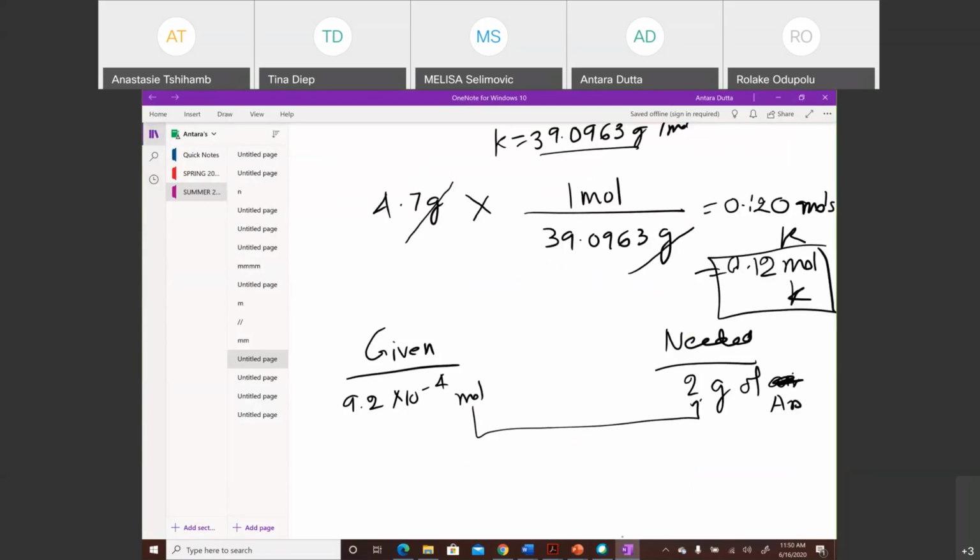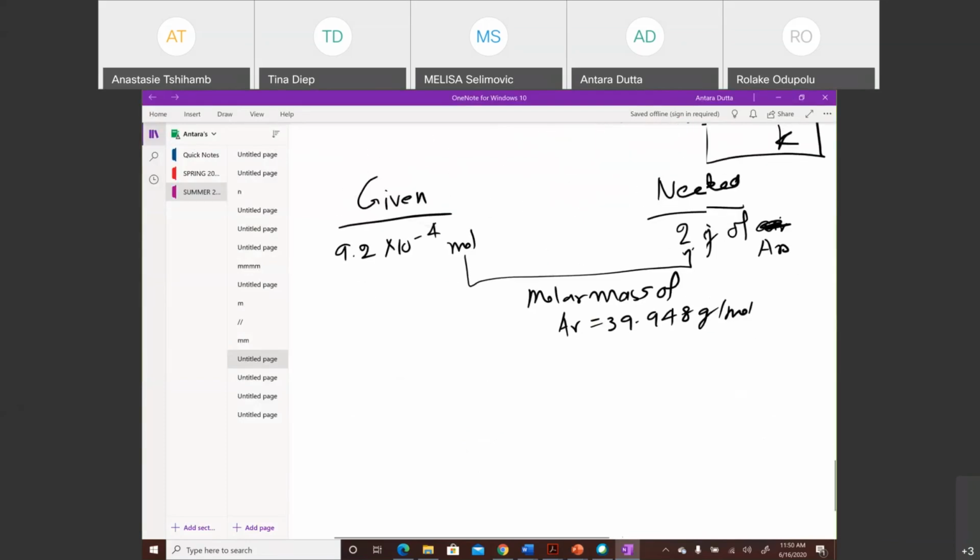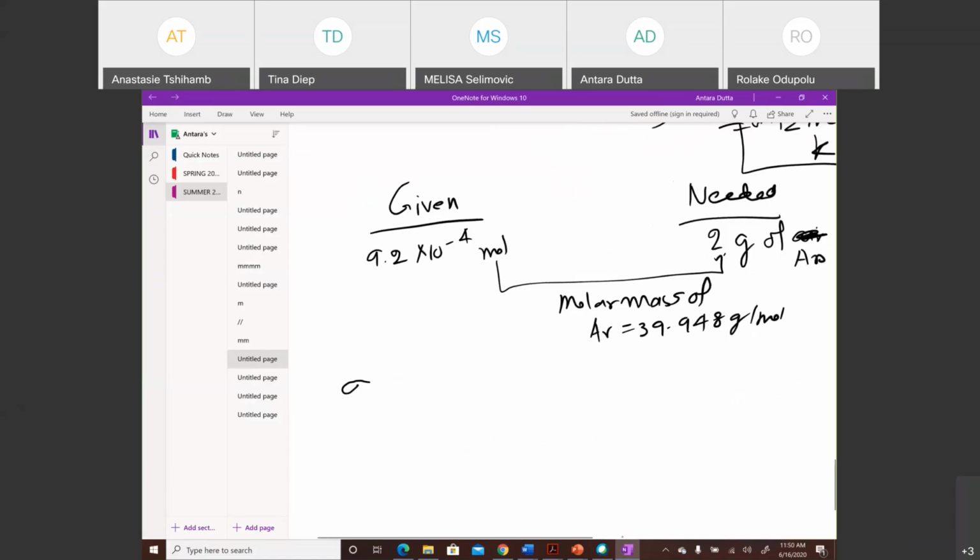So what is the molar mass of argon? Your periodic table is your source. Look up the periodic table. I see argon has a molar mass of 39.948 grams per mole. So start with what you are given, 9.2 times 10 to the minus 4 moles of argon.